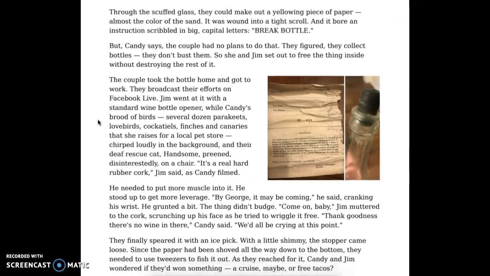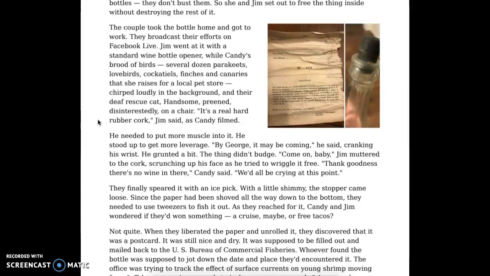Paragraph 6. The couple took the bottle home and got to work. They broadcast their efforts on Facebook Live. Jim went at it with a standard wine bottle opener, while Candy's brood of birds, several dozen parakeets, lovebirds, cockatiels, finches, and canaries that she raised from a local pet store, chirped loudly in the background, and their deaf rescue cat, Handsome, preened, disinterestedly on a chair.